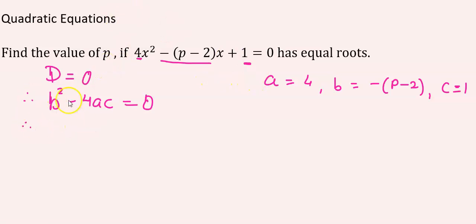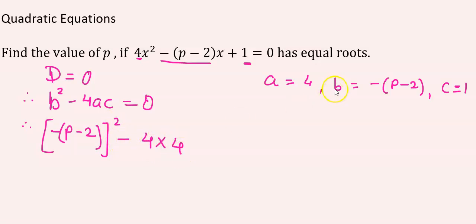Now substituting into b² − 4ac. So what is b²? b is −(p − 2), so b² is (−(p − 2))², minus 4 times a, which is 4, and c, which is 1. So that is the value of 4ac, and it equals 0. Therefore, this is negative squared, which means minus into minus is plus.